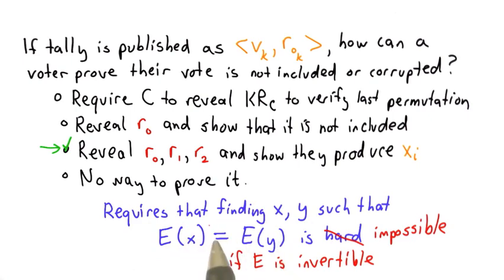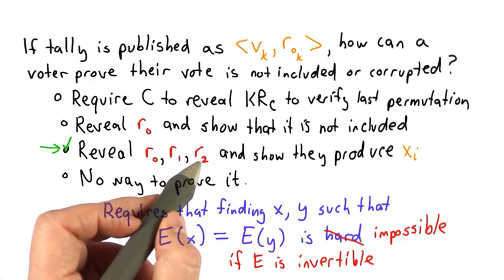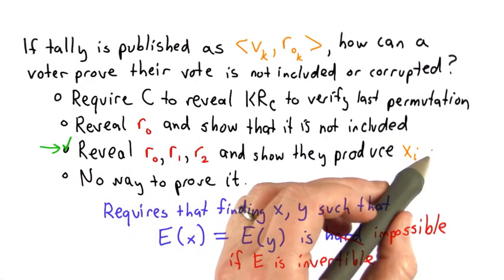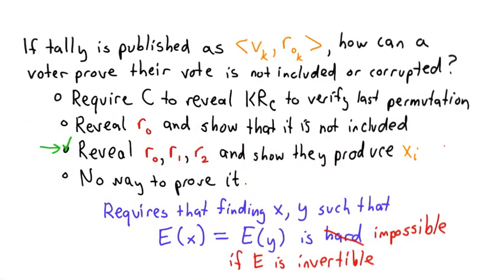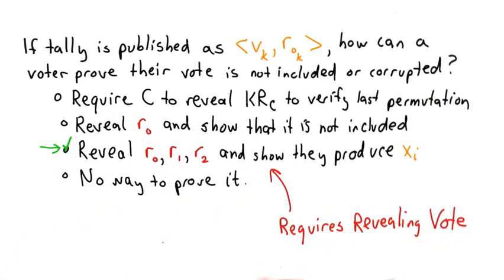If we could find two such values, then we couldn't decrypt and get the same X or Y out correctly that went in. So that's why this works: if we're willing to reveal these values and show that they produce xi, that proves that someone somewhere along the chain cheated if the vote's not recorded in the final tally. The big drawback of this is it requires that the voter reveals her vote in order to show that her vote was not included in the tally.